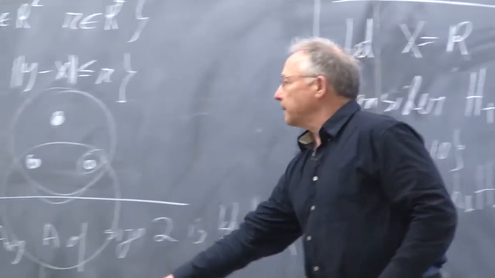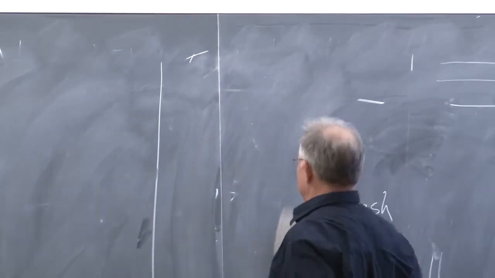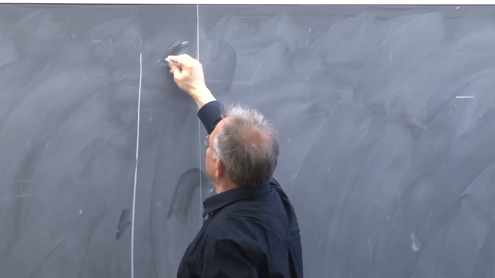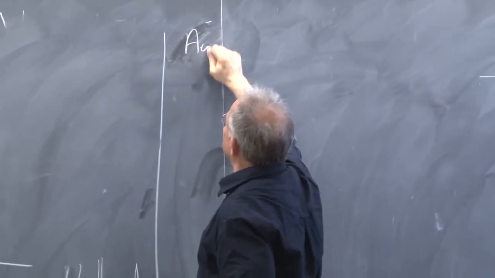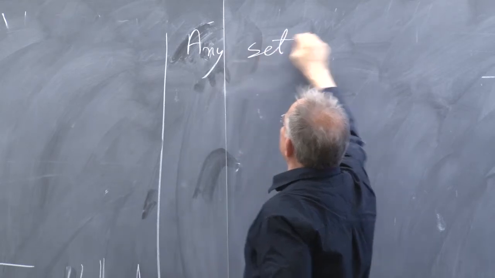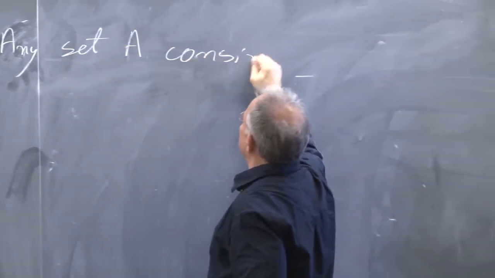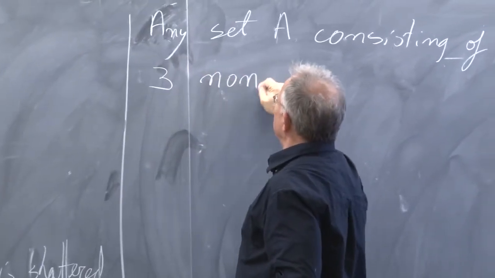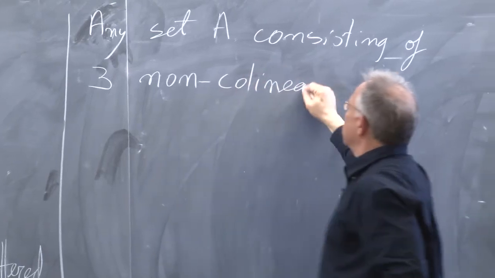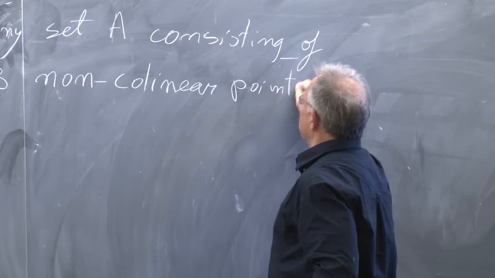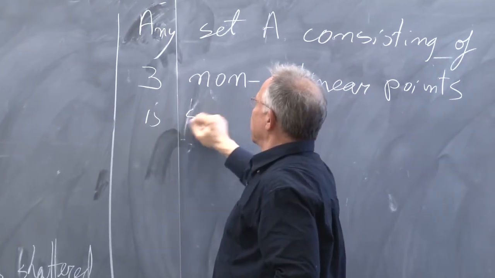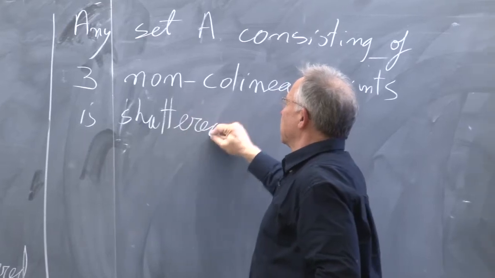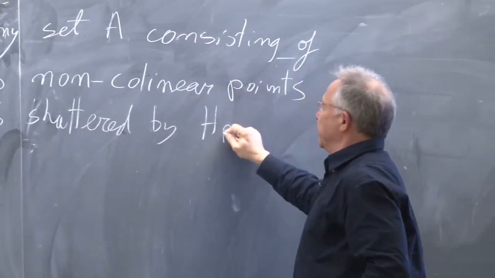So our conclusion is that any set A consisting of 3 non-collinear points is shattered by H_B.